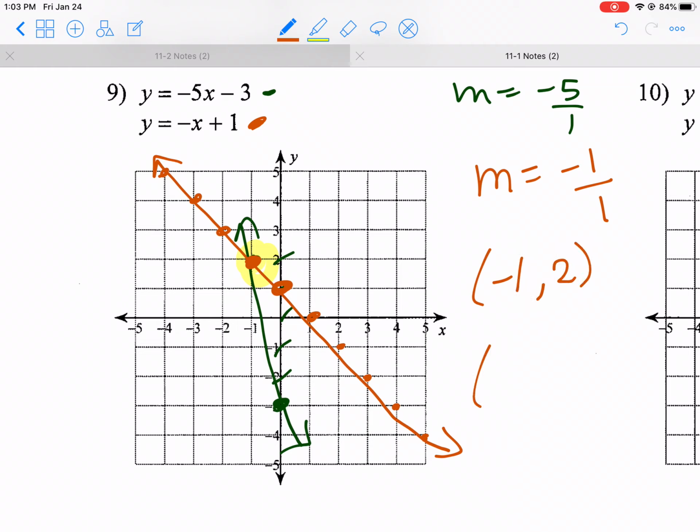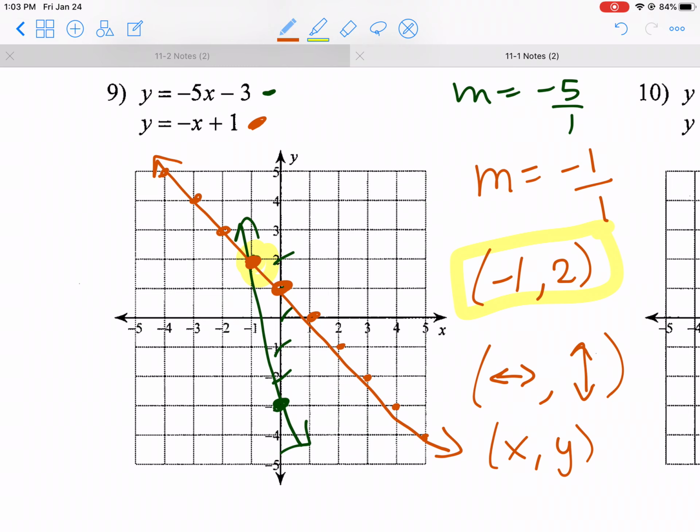The first number in the ordered pair is telling us how far left to right to go, and the second number is telling us up or down. Okay, x and then y. Alphabetical order, if that helps. X first, then y.